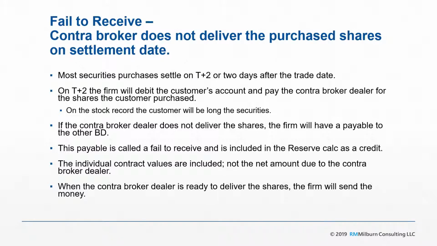If the shares aren't delivered, then they're going to have a payable, and that payable is called a fail to receive. So instead of having the customer's cash in there, you're going to put the fails to receive dollar amount in there. And then when the contra broker-dealer is ready to make the delivery of the shares, they're going to send in the money, and then you're going to release the shares to the other broker-dealer.